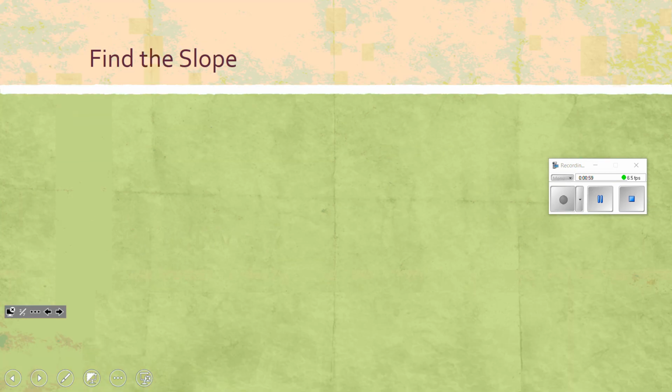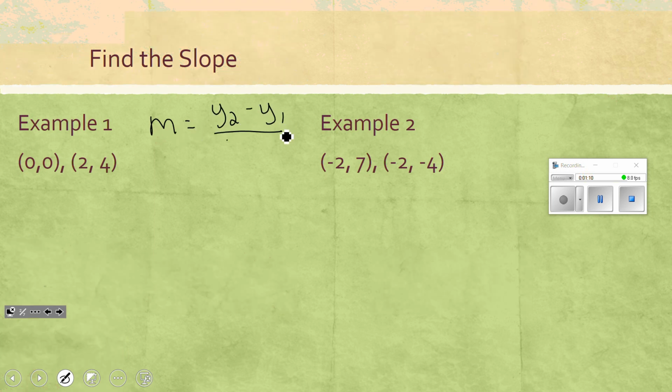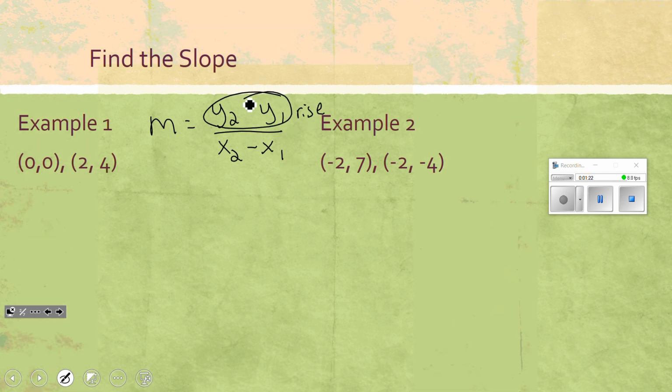M equals y sub 2 minus y sub 1 over x sub 2 minus x sub 1. Okay, and so basically we sometimes call this rise, and that's why we're using our y coordinates, over run, our x coordinates. So we're going to find the change of our y's divided by the change of our x's.